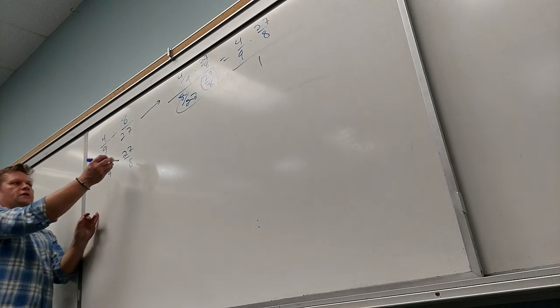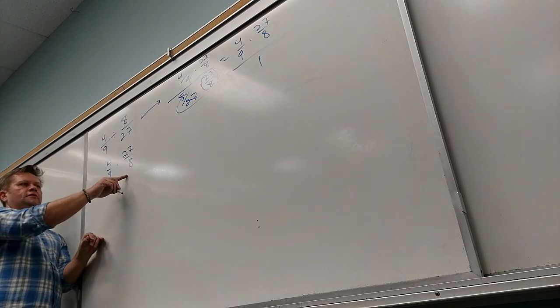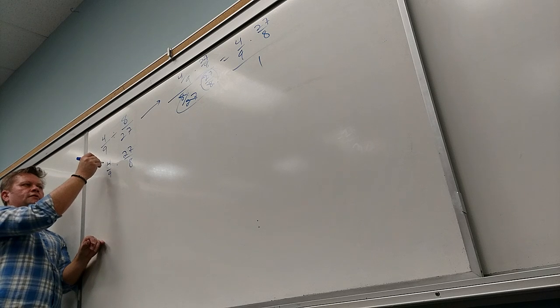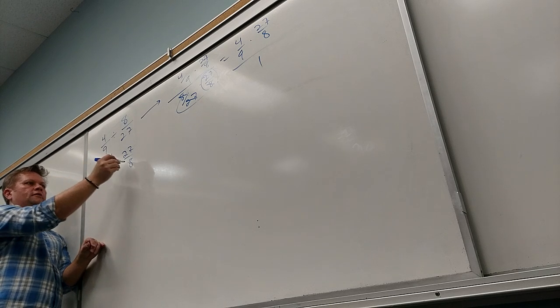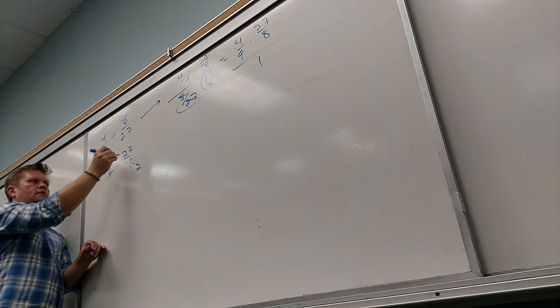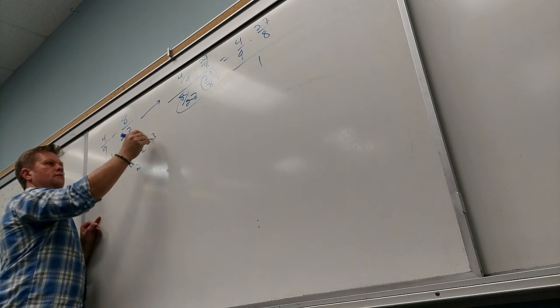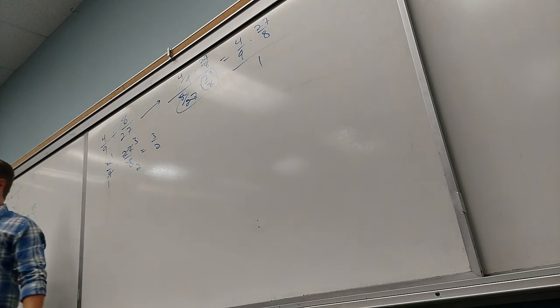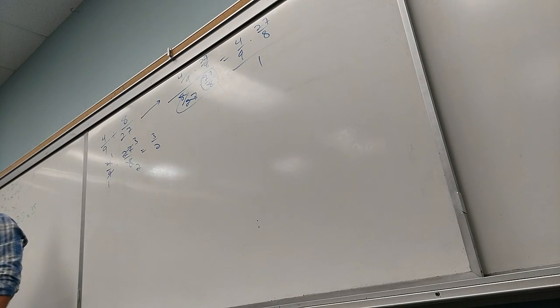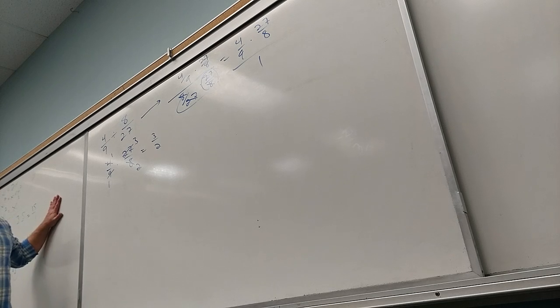And then, of course, how do you finish this out? 4, 1, 2, 1, 3. So you just get 3. Coolness. Okay.